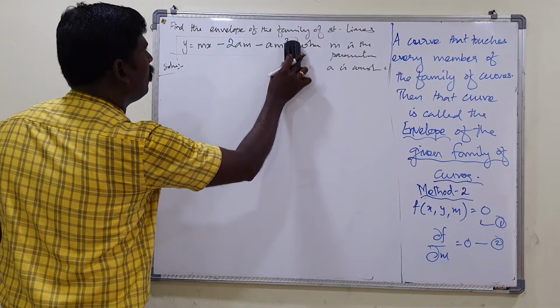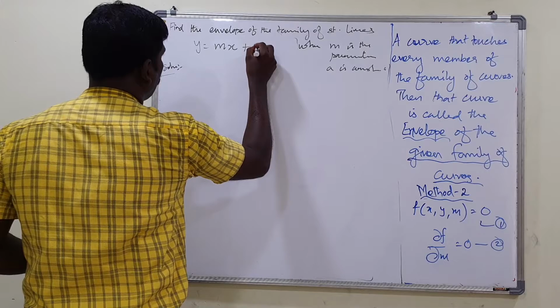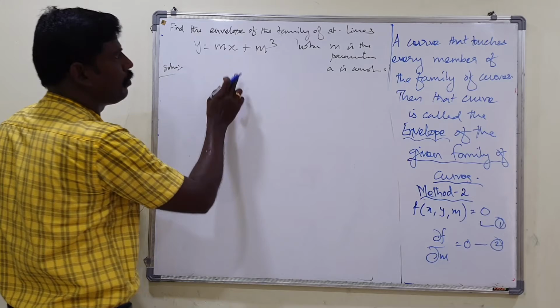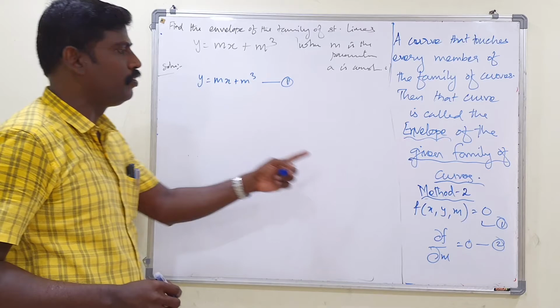So, one more problem based on this concept, okay, I am going to do y equal to mx plus m cube. This is another problem I am going to solve by the same method, right? So this is also a family of straight lines. I am going to find the envelope of this curve. So, taking y equal to mx plus m cube as equation number 1, we can't rewrite it as a quadratic equation in m. So I am going to follow method 2, by taking the partial derivative with respect to m.